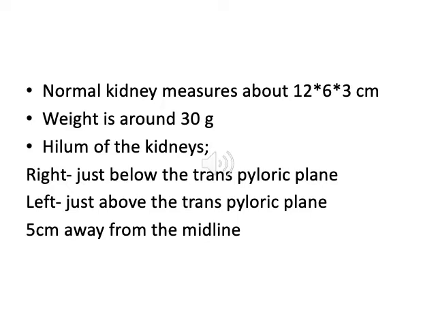The hilum of the kidneys is situated around the transpyloric plane. That means the right kidney is usually lower than the left kidney because of the liver. Therefore, the right kidney hilum is located just below the transpyloric plane and the left hilum is just above the transpyloric plane. Both hila are situated around 5 centimeters away from the midline.